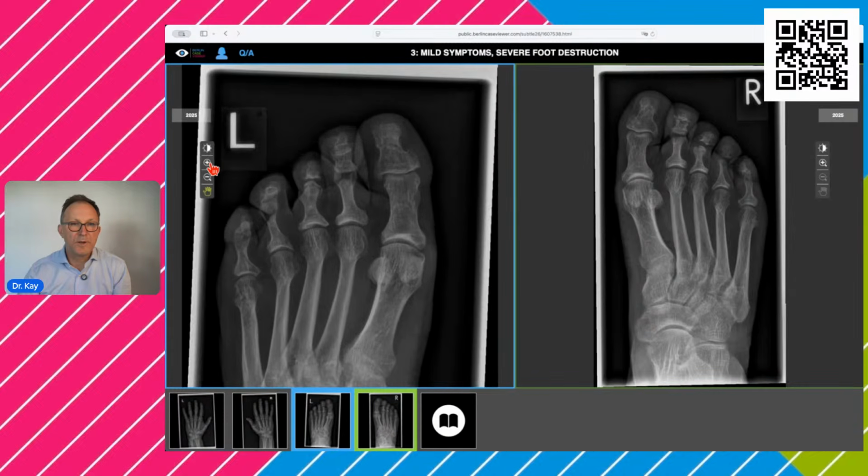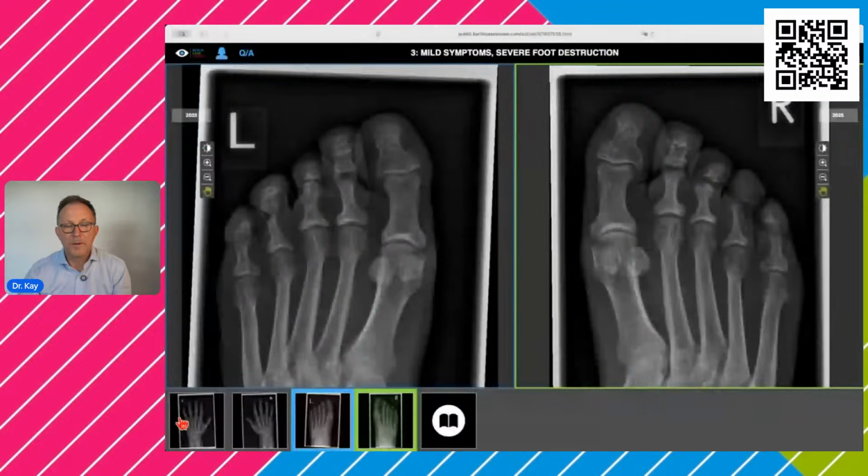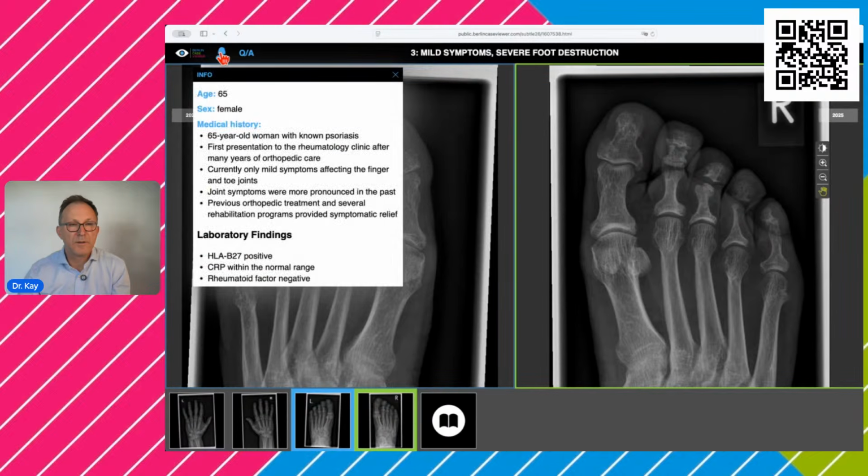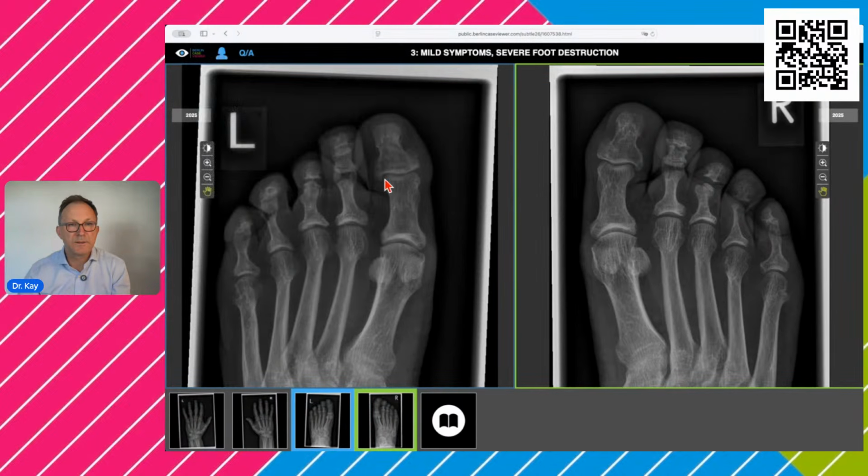And hopefully you see what's going on with the feet immediately. Can you see it? So what's going on with the feet? It's a patient, 65 years of age, with psoriasis. So does she have psoriatic arthritis? What do you think?